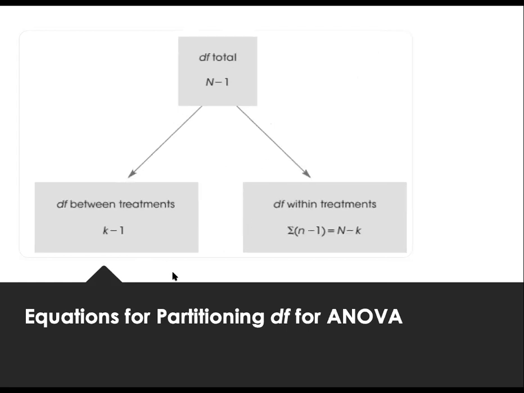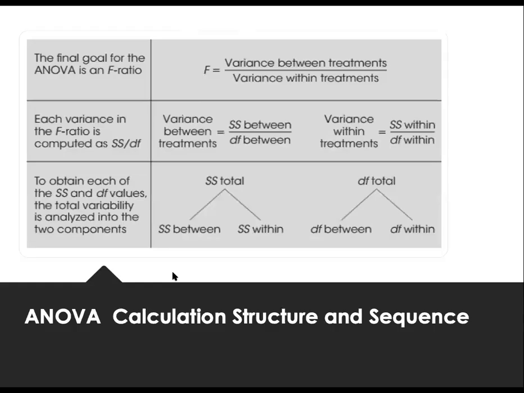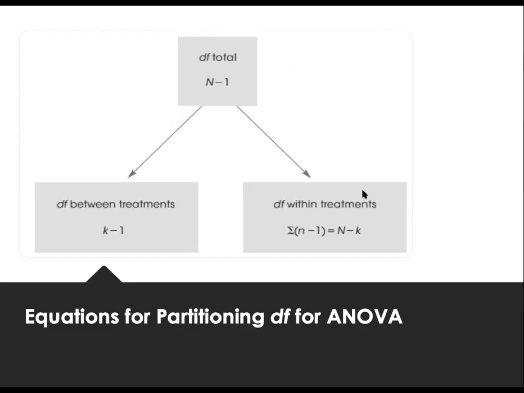Okay, now moving on to degrees of freedom. Now remember, I'm going to go back here. For the F, we need the variance. For variance, we need sum of squares and degrees of freedom. So we just talked about how we're getting the sum of squares. Now we need to talk about where we get degrees of freedom. Degrees of freedom total is simply big N minus 1, right? So that is really consistent with what we've talked about with degrees of freedom before, right? The total number of scores in the whole study minus 1.